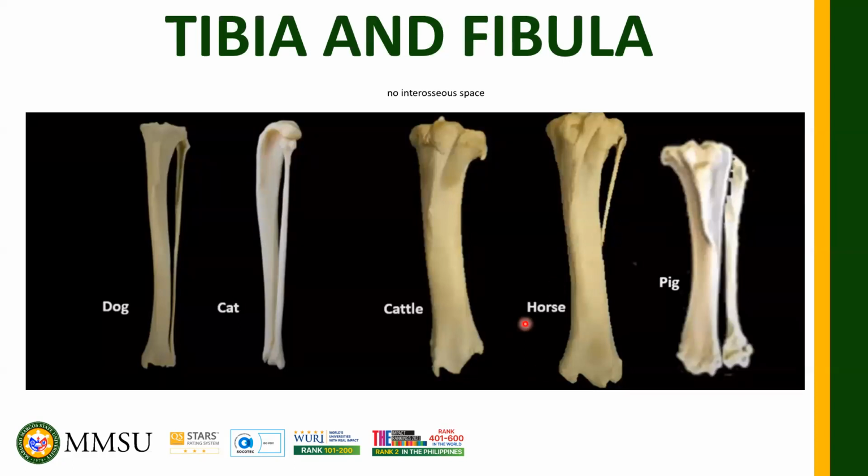Okay? In the horse, only the proximal half of the fibula usually remains, which includes the head and the proximal shaft. Okay? In pigs, it's almost the same as dogs and cats. It has an interosseous space and is not fused. So all in all, only cattle have their tibia and fibula fused.